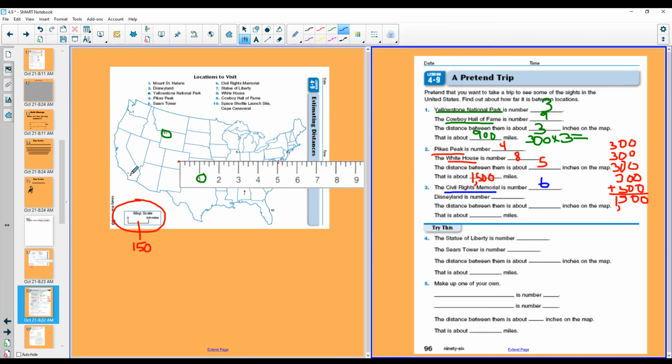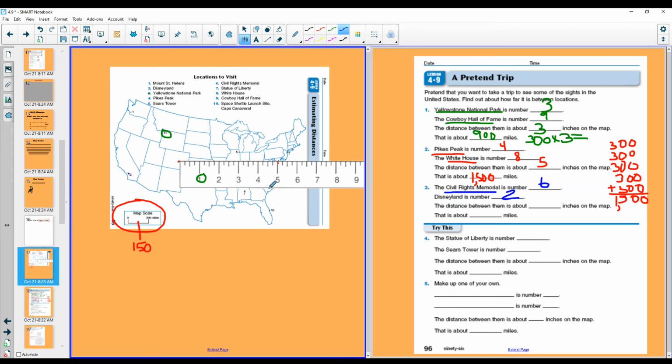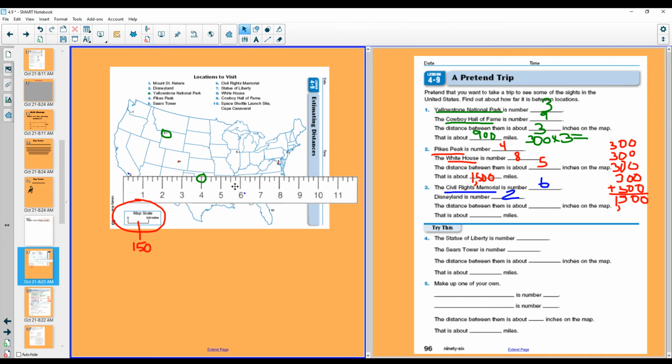Disneyland, which I've never been to, is number 2. Yep, number 2. That one's in California. Disney World is in Florida. All right, kind of by the Cape Canaveral here. All right, the distance between 2 and 6. So here we go, 2 and 6. Then let's move my ruler.